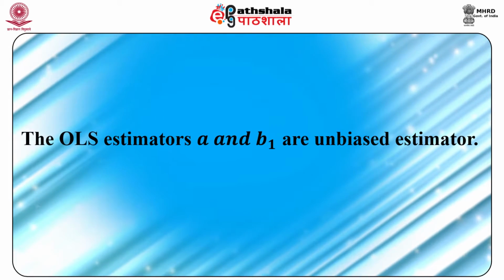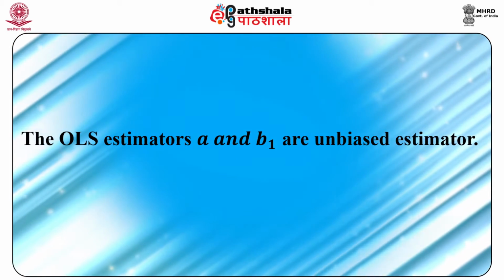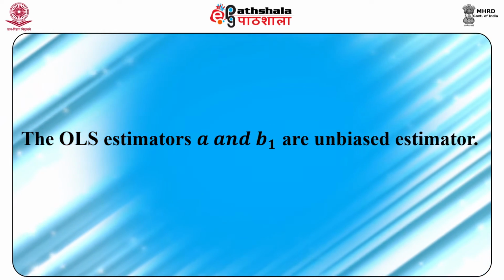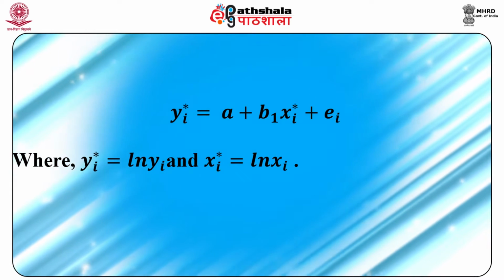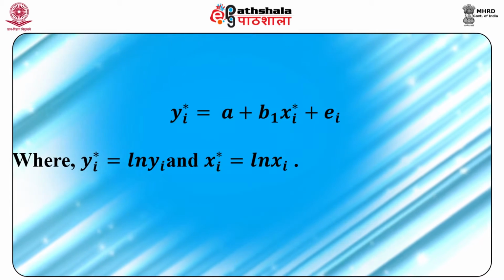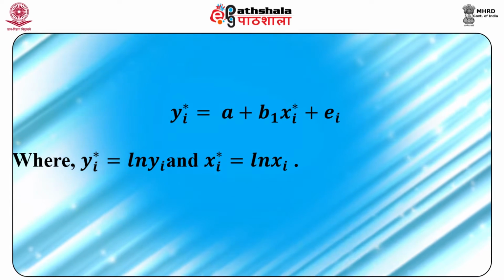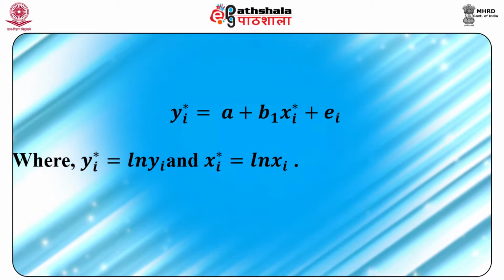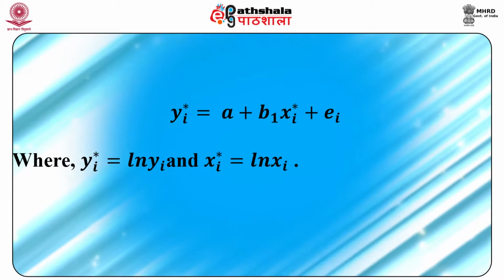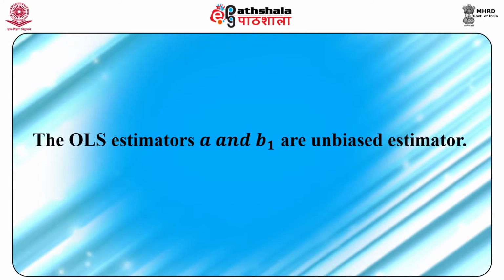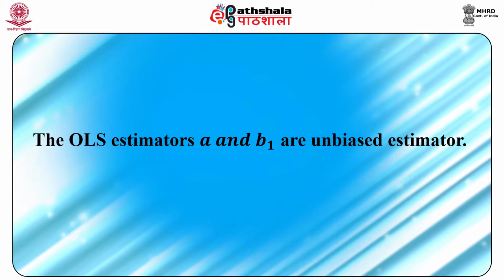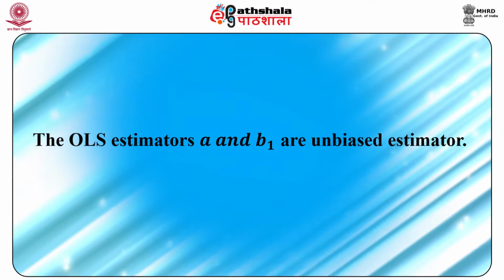The log-log model can be estimated by the ordinary least squares method because it is a linear model in parameters, and we can rewrite this model as yi star is equal to a plus b1 xi star plus ei, where we may define yi star is equal to ln yi and xi star is equal to ln xi. The OLS estimators a and b1 are unbiased estimators because of the OLS.